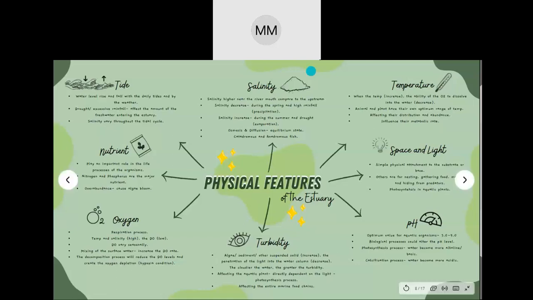Also, the plants, the terrestrial plants or the aquatic plants, need the sunlight to undergo photosynthesis, in which they will compete with the others for this space so that they can get the optimum absorption of the sunlight.